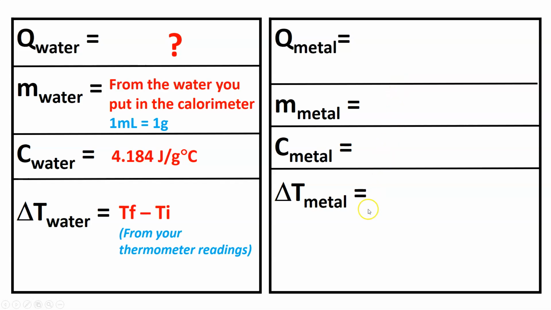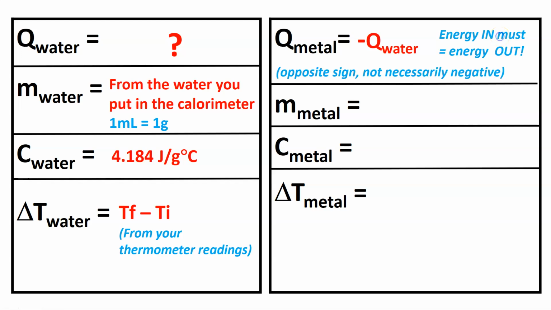The values for the metal can be a little bit more tricky. Realize that the Q of the metal will be the opposite of whatever the water was, because energy in equals energy out. If you want to be generic, remember it's an opposite sign. That way it won't matter if you're doing a lab where you heat something up or cool something down, right? If you think of it as opposite, it'll be a little bit easier, more generic. The mass of the metal is easy to get. You just put it on your scale.